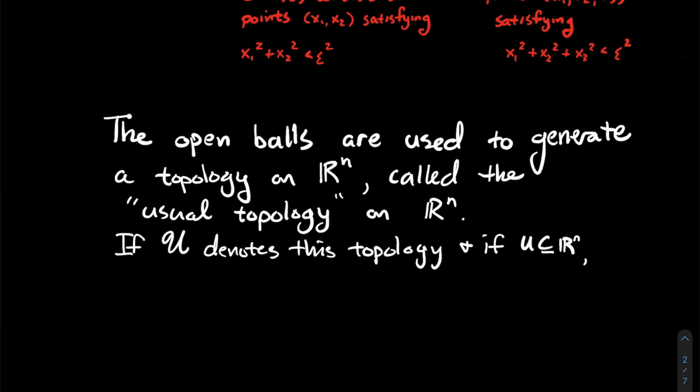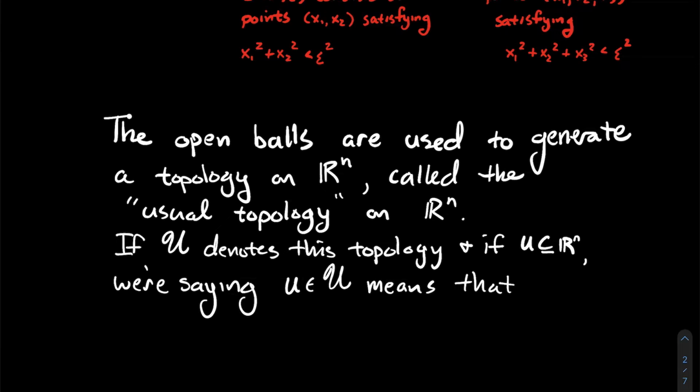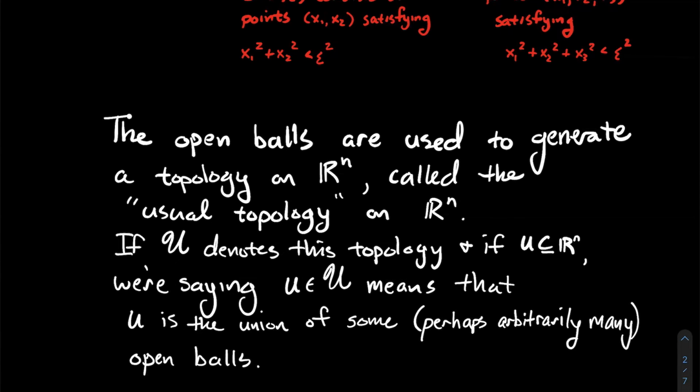If fancy U denotes this usual topology on Rn, then if you've got just any subset, my regular U of Rn, we're going to say that U is in the topology, so U is in fancy U, if U is the union of some, perhaps arbitrarily many, open balls. So the open balls are the building blocks of anything that I'm going to call open. And remember, the topology is my rhyme and reason for how I'm going to call any subset of Rn open. So the balls are the building blocks.